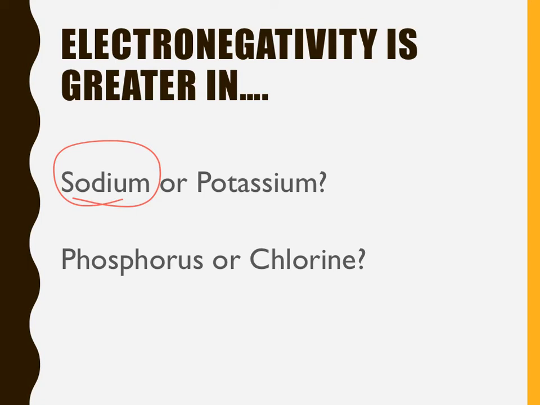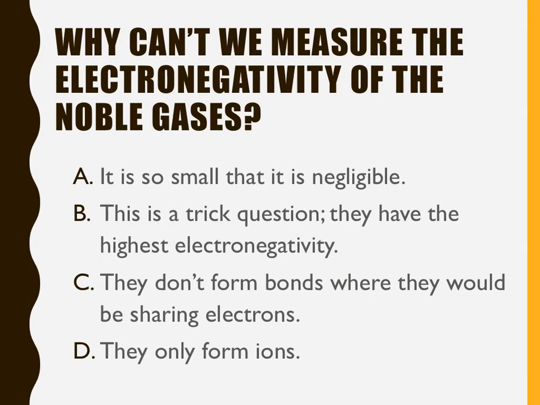What about phosphorus versus chlorine? Chlorine has more protons, so it would be better at attracting the electrons towards it. And why do we exclude the noble gases in all of this? Well, they don't form bonds, and that's kind of part of the definition.